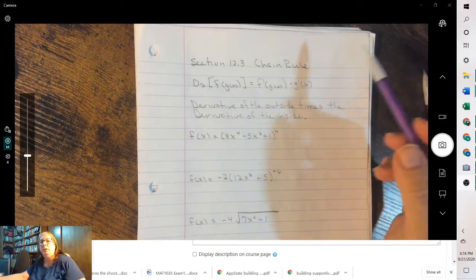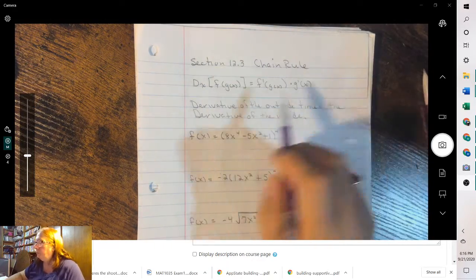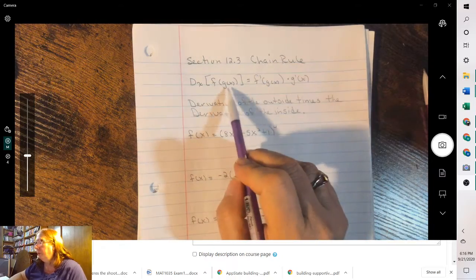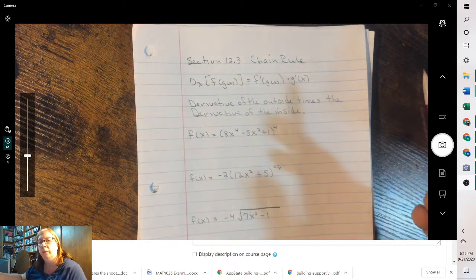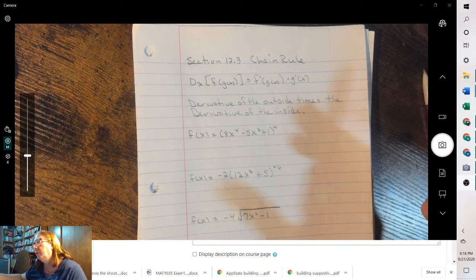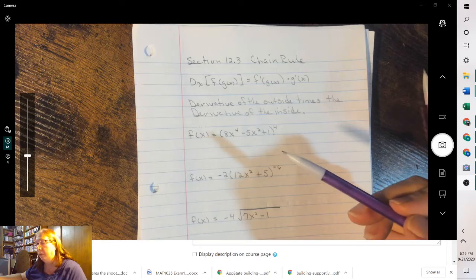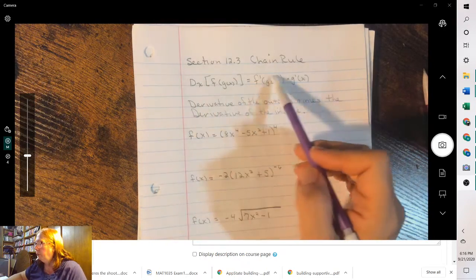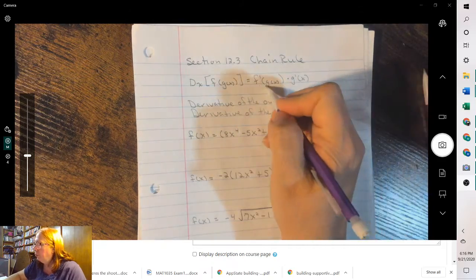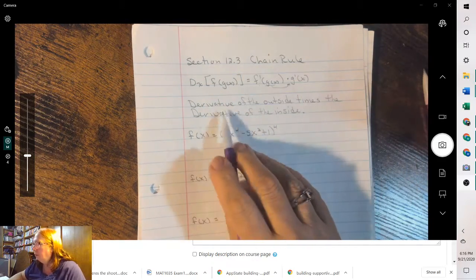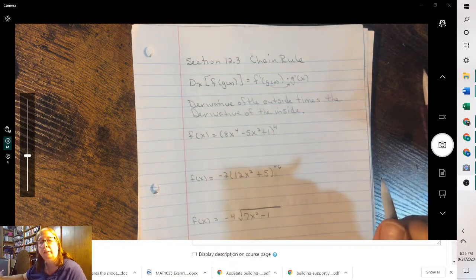Today we're going to cover section 12.3, which is the chain rule. When you have the chain rule, you have a function within a function. Usually it's large exponents, the square root, a big number in the denominator, but it's one function inside of another. So when that happens, you take the derivative of the outside, and you multiply it by the derivative of the inside. So derivative of the outside times the derivative of the inside.